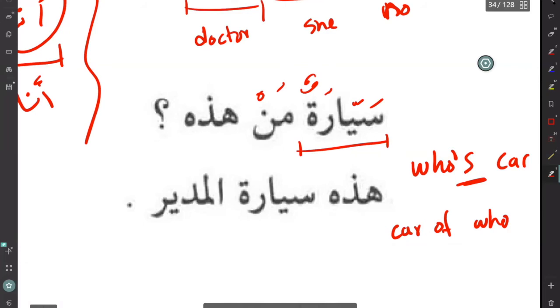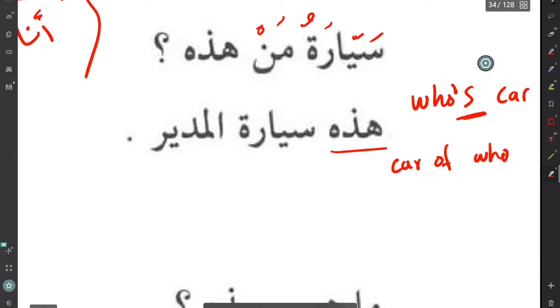Now, what do you think? How would you say this one? The first one, say, so yeah. Yes, exactly. Now you get it. Now it's sayyaratu man. Very nice. So it will be whose car is this, right? Now you're answering, hadihi sayyaratu al mudiri. This is the car of the principal.